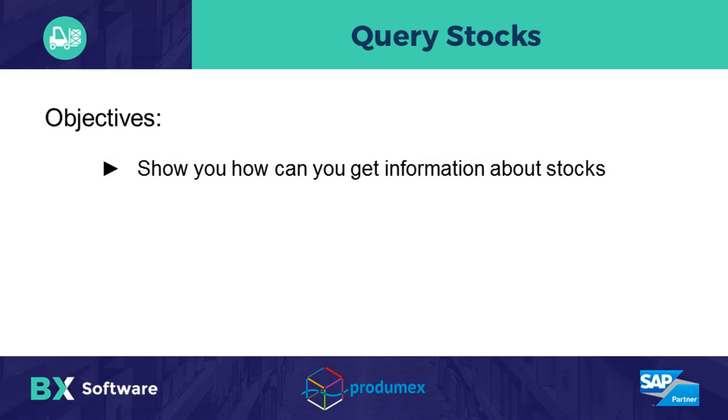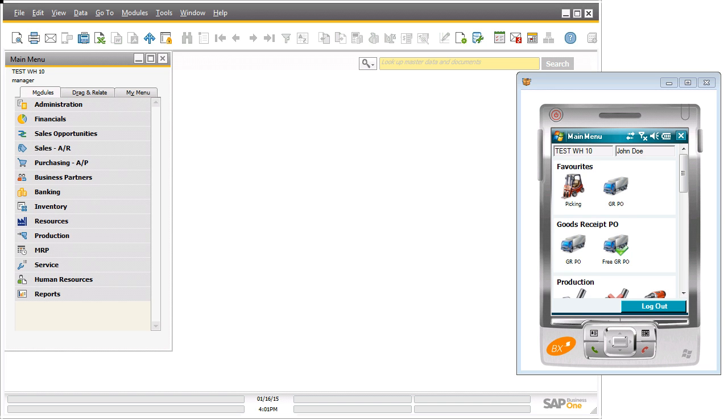The Query Stocks function allows your warehouse employees to get information about the stocks in real time. Let's go to the Query Stocks screen.